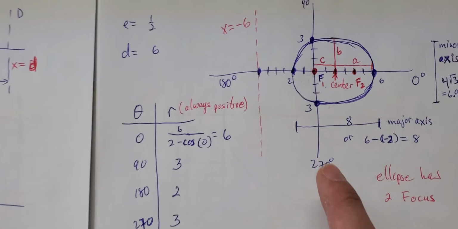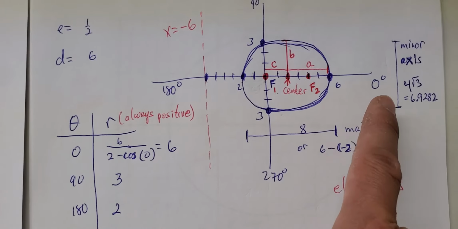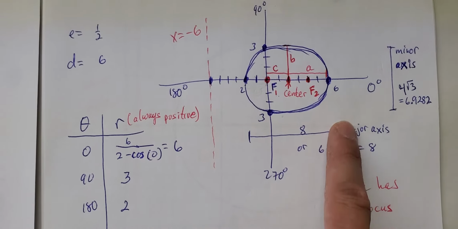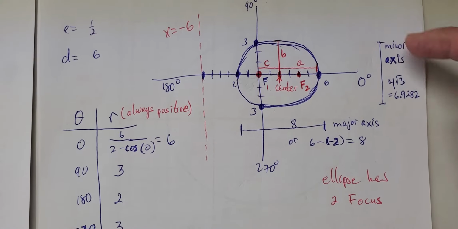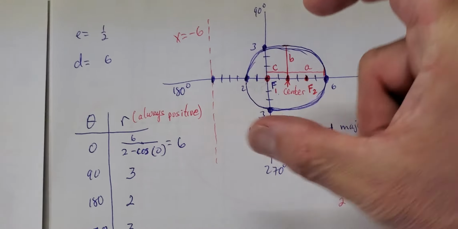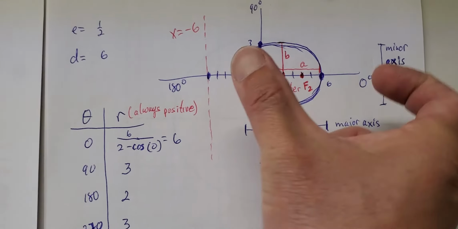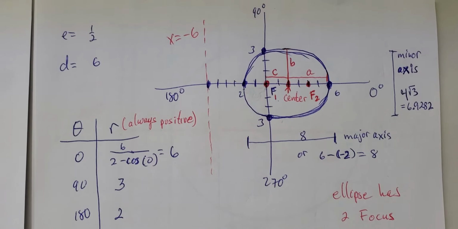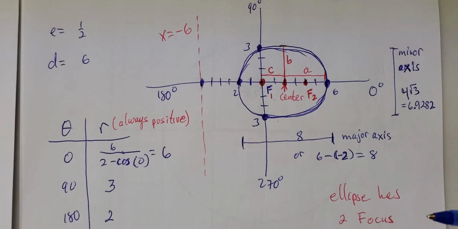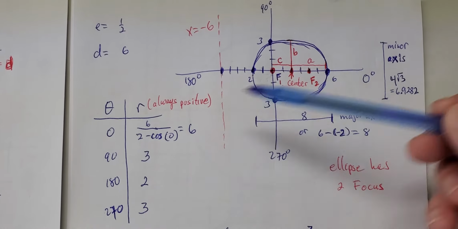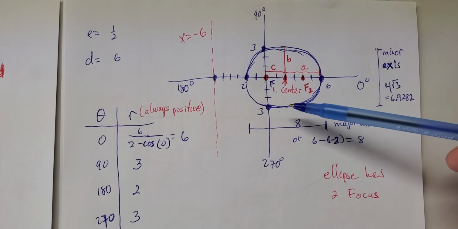Now, because this is horizontal, your major axis is from left to right. Minor is from top to bottom. If this was vertical, then just reverse the major and minor axis. And the third thing we need to do is to use these degrees so that I can get my points, so that I can graph.